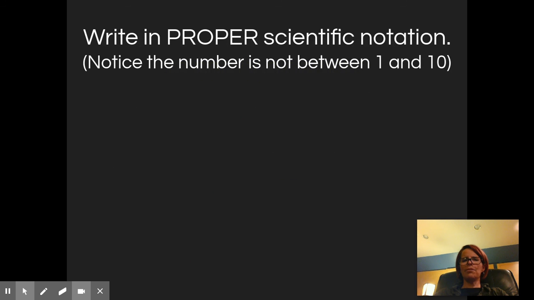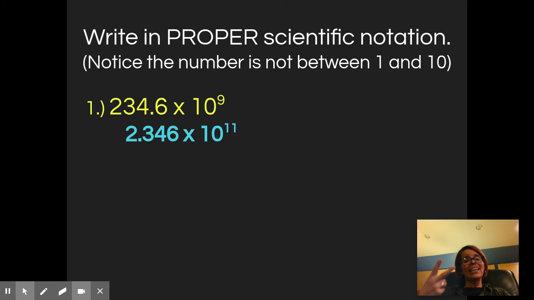Okay, I think we're pretty close to done. Now it says, write in proper scientific notation. Notice the number is not between 1 and 10. So for this first problem, it's 234.6 times 10 to the 9th. You need to move that decimal over 2 more spaces. How does that affect your exponent? It adds 2 more zeros to your exponent, so your exponent goes up by 2. So it's now 2.346 times 10 to the 11th.